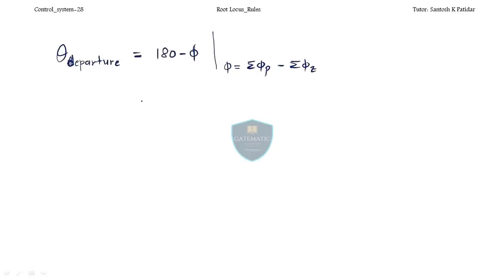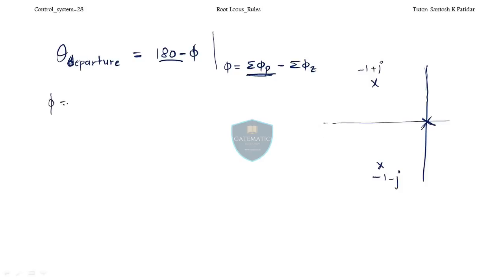So this is the formula for angle of departure: 180 degree minus phi, where this phi is nothing but the summation of phase due to poles minus the summation of phase due to zeros. Okay, so this phi we can find in two ways. One is the graphical method, one is the analytical method. I'll show you both. Okay friends, so let's calculate phi. The phi is nothing but summation of phi p minus summation of phi z.